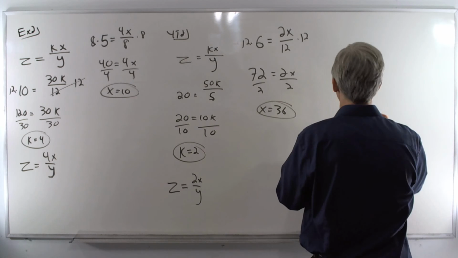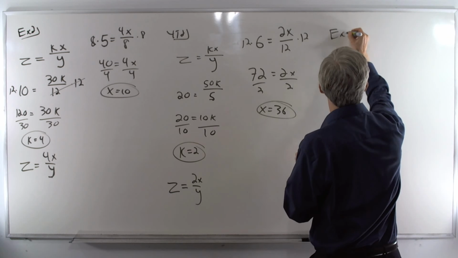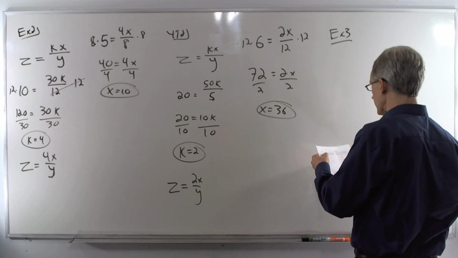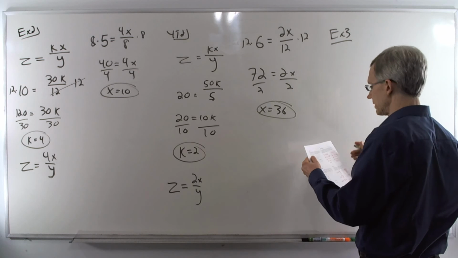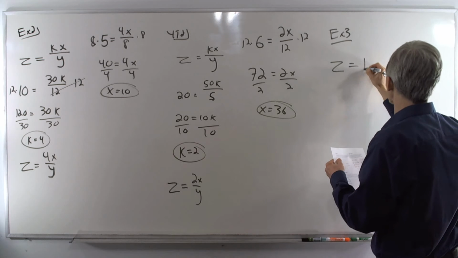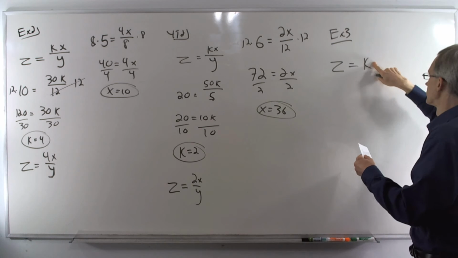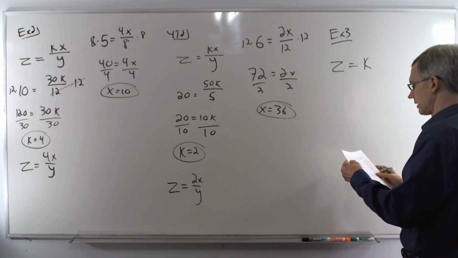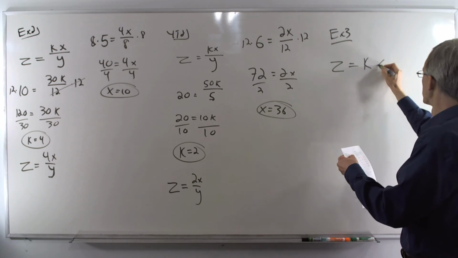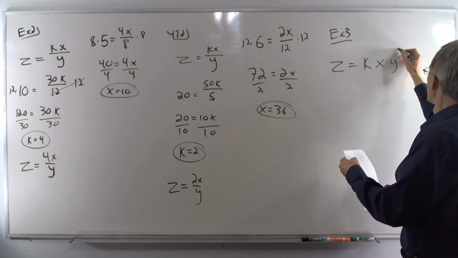Example 3. Z varies jointly with x and the square of y, so we need very careful reading here. All right, jointly means we're going to put the k here, and all the variables will be on the same line. No fractions needed for jointly. So jointly with x and the square of y, so y squared.